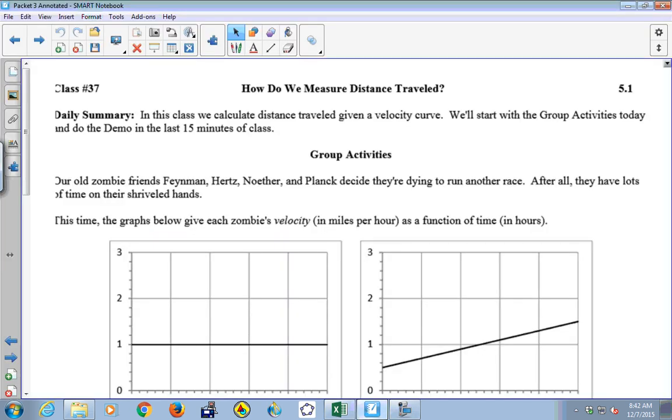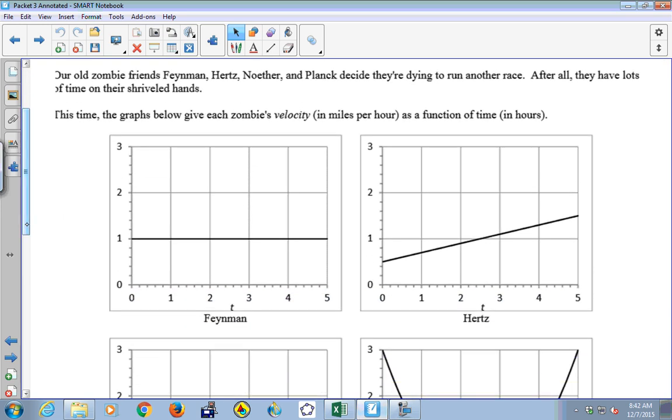Okay, so we're going to switch things up a little bit today. We're going to be calculating distance traveled given a velocity curve. And we're going to start with group activities today and do the demo in the last 15 minutes instead of the first 15. Okay. So you're going to start with our old zombie friends. And these graphs are time and velocity. Okay, so this is time, velocity. Okay, and I'm asking you to figure out how far they traveled. If you know how long they were traveling and you know something about their speed, you should be able to try to figure out how far they went.